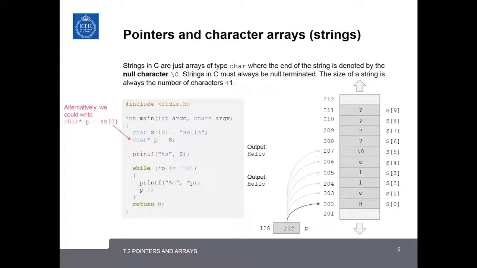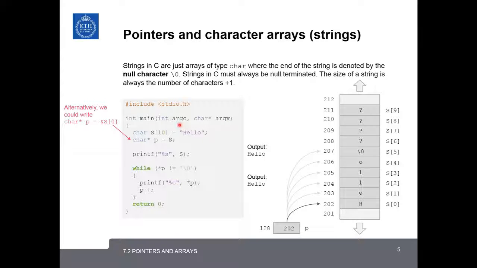An important type of array in C are strings. Strings in C are just arrays of type char where the end of the string is denoted by the null character \0. Strings in C must always be null terminated, and the size of the string is always the number of characters plus 1 for the null character. Let's look at this small snippet of code here and see how we can create a string from a character array.